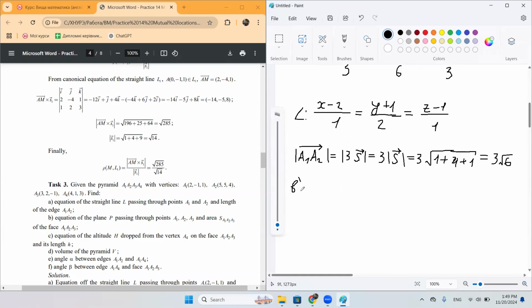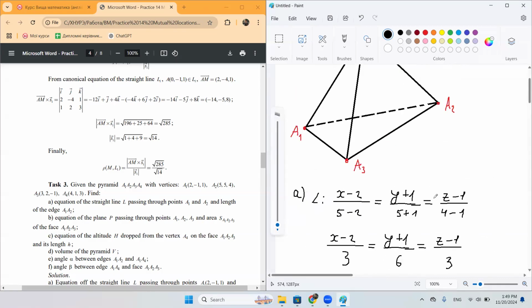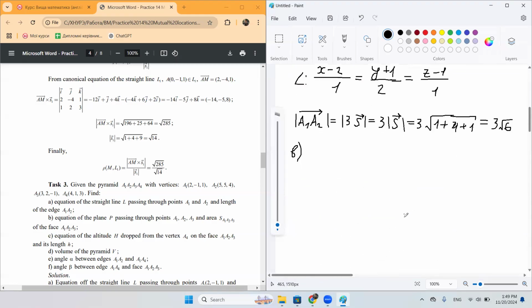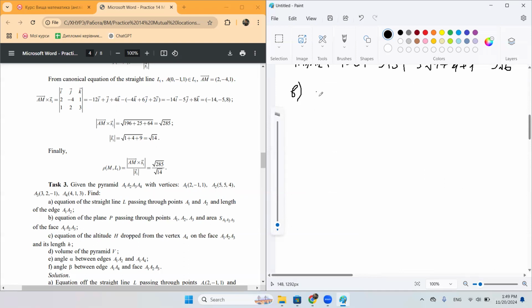Then part B. We need to find the equation of the plane P passing through points A1, A2, A3. So this is the plane on which this face lies. So how to solve? Do we have everything, enough information for us?